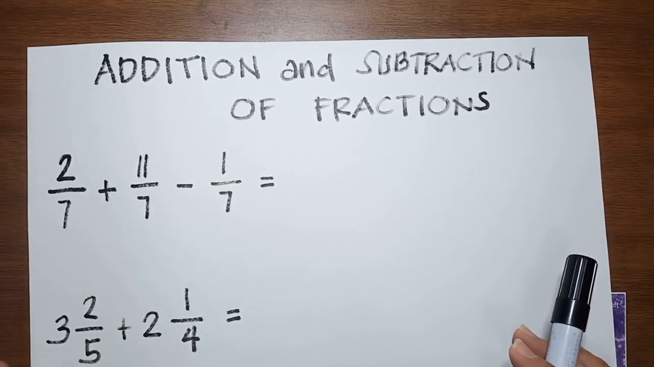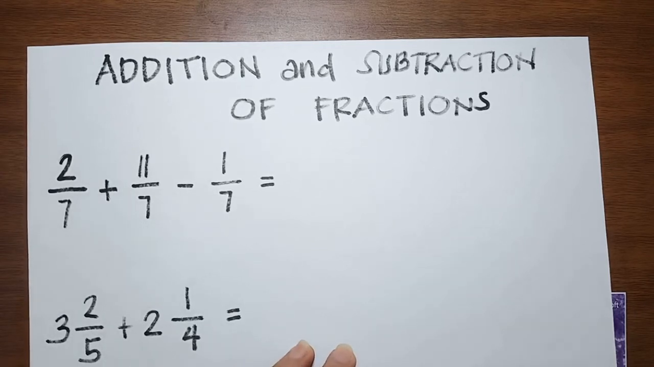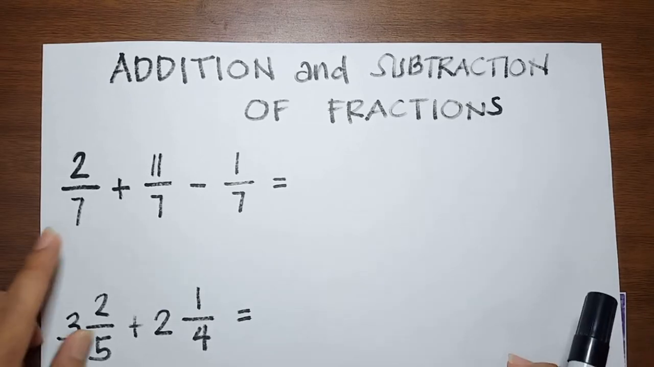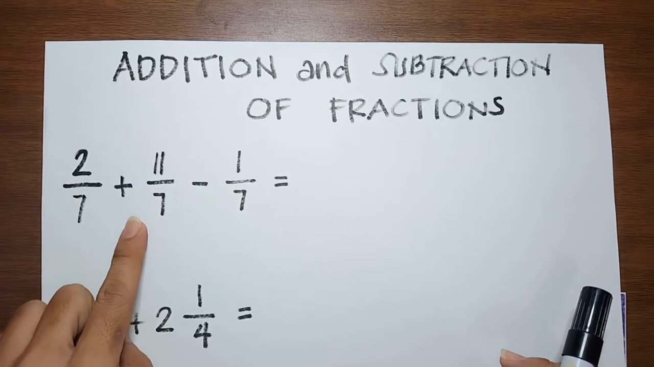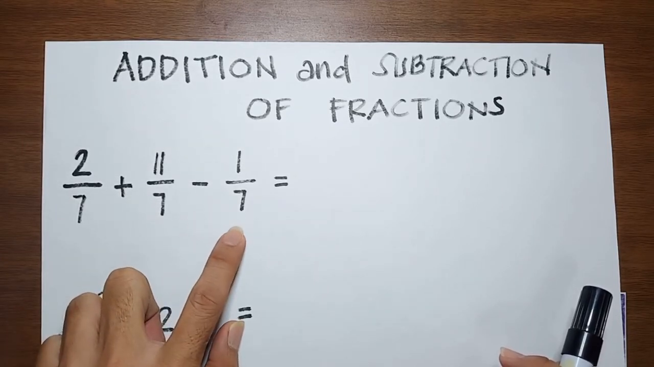Okay, so how do we perform addition and subtraction of fractions having the same denominator? If the fractions have the same denominator, all we need to do is simply copy the denominator and perform the operations in the numerator. So we will try this example 1. Example 1, you are given 2 over 7 plus 11 over 7 minus 1 over 7.